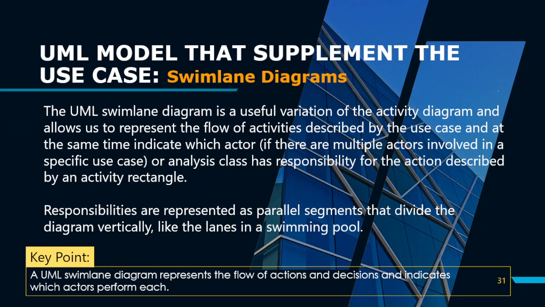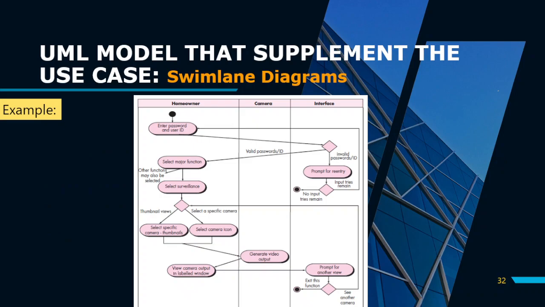Another one is the swimlane diagram. The swimlane diagram is one more UML model that can supplement the use case. A swimlane diagram also has the few actors who are involved in the system, and they perform the functionalities as mentioned in the activity diagram, so it is similar to the activity diagram. Let's see the example again, the home surveillance system. Here the homeowner, the camera, and the interface itself, which is the system, are the actors.